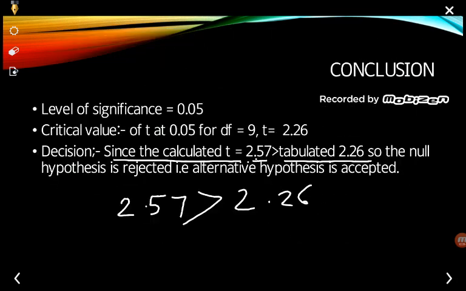So how can we write out the decision? Since the calculated value 2.57 is greater than 2.26, the null hypothesis is rejected and the alternative hypothesis is accepted. What is the alternative hypothesis? That improvement has taken place after the coaching classes, from test 1 to test 5. So this is the conclusion.